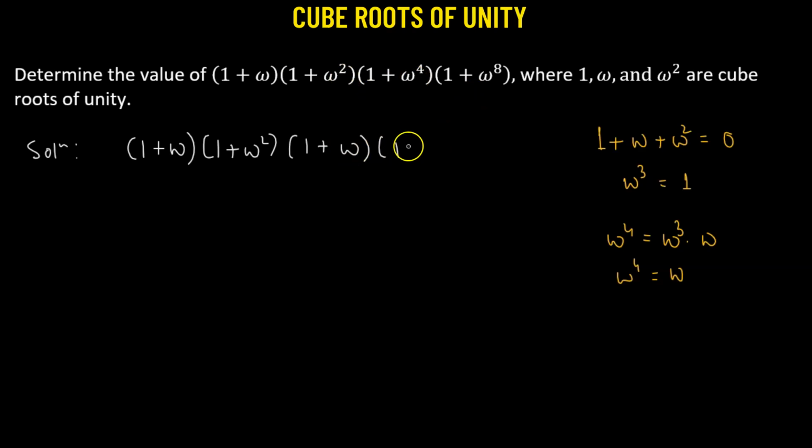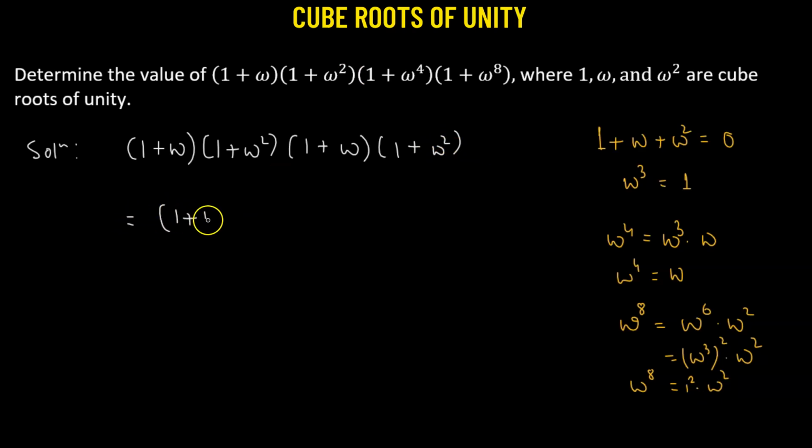Now coming to the fourth one, which is 1 plus omega raised to the power of 8. Omega raised to the power of 8 will become omega raised to the power of 6 multiplied by omega squared. Now omega to the 6 means we have omega cube raised to the power of 2 times omega squared. Thus omega cube becomes 1, so we have 1 squared times omega squared. So we can say that omega raised to the power of 8 is equivalent to omega squared. So we have omega squared here. This now becomes 1 plus omega, times 1 plus omega squared, whole squared.